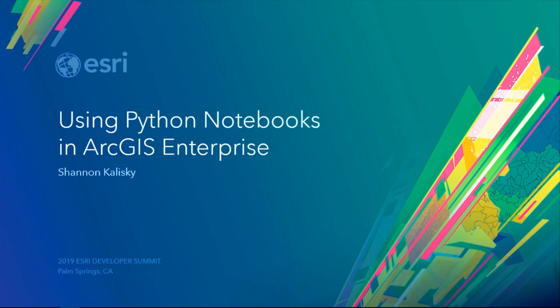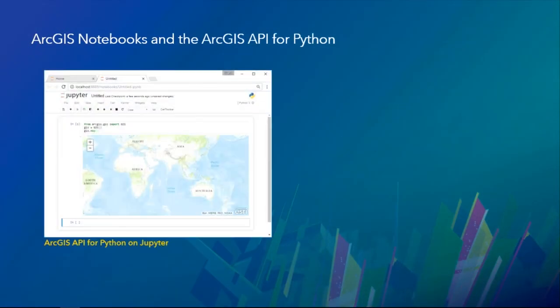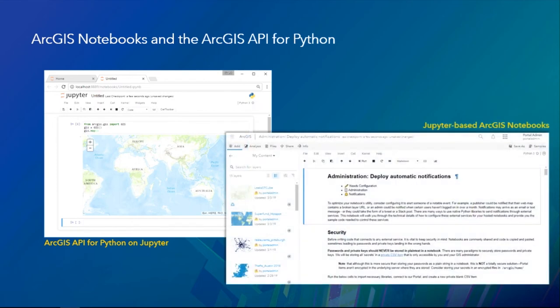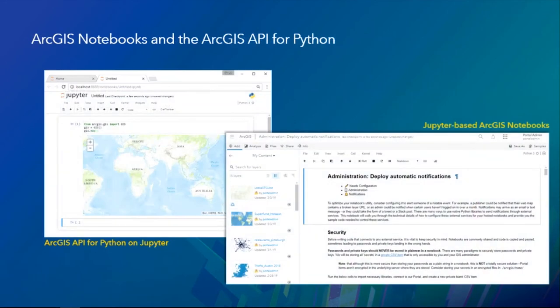All right, so ArcGIS notebooks, or using Python notebooks within ArcGIS Enterprise. The first thing to know is that there's two different options. The first is just using the ArcGIS API for Python, which uses open source Jupyter. It's been available for a couple years now, so you can continue to use that. Then there's ArcGIS Notebooks, which is brand new, and is coming out in just a few weeks with ArcGIS Enterprise 10.7. So both of these options will continue to exist.